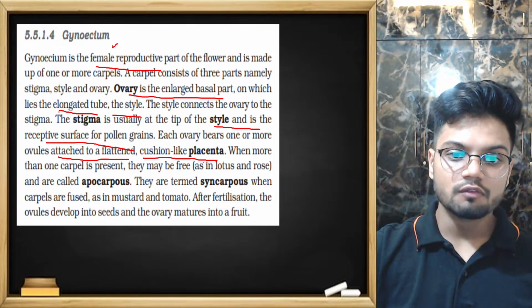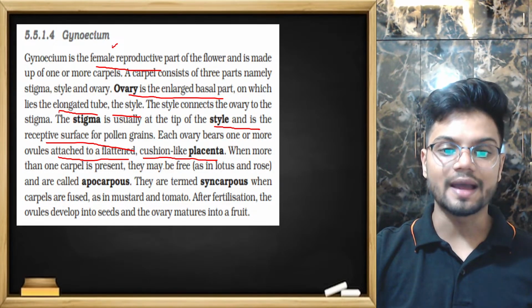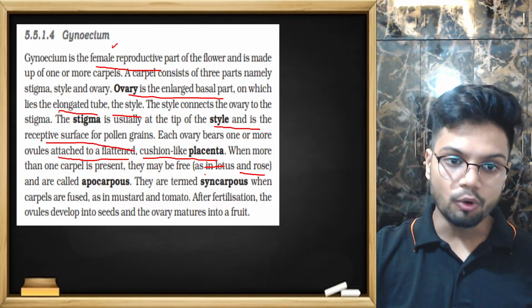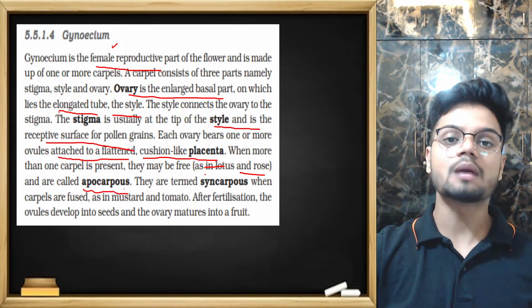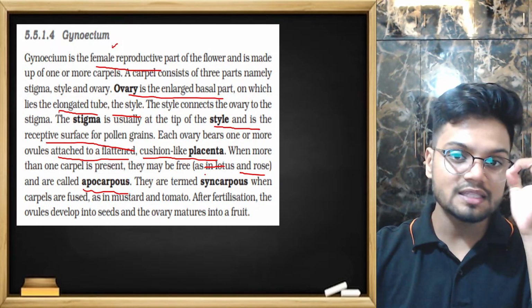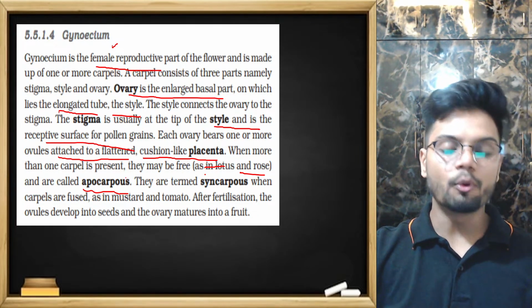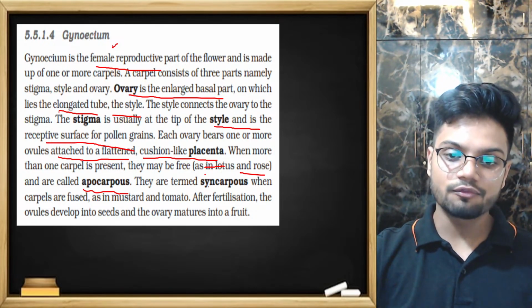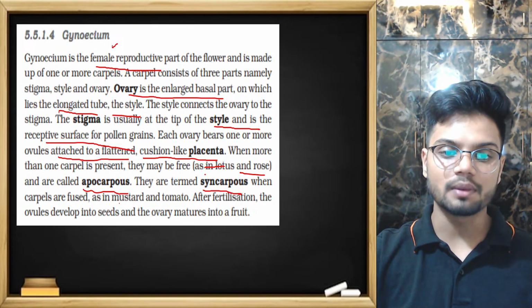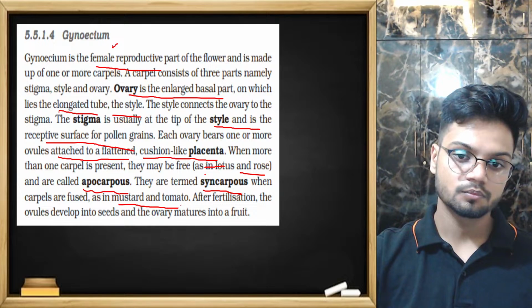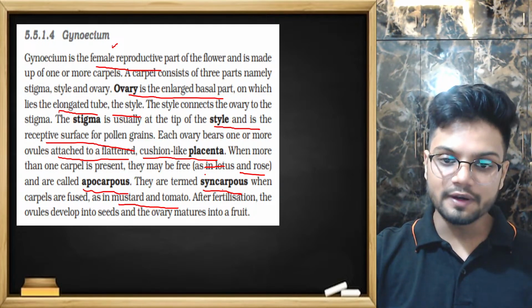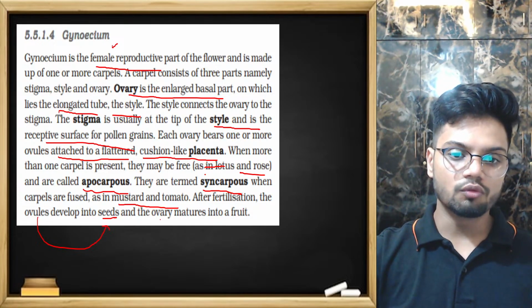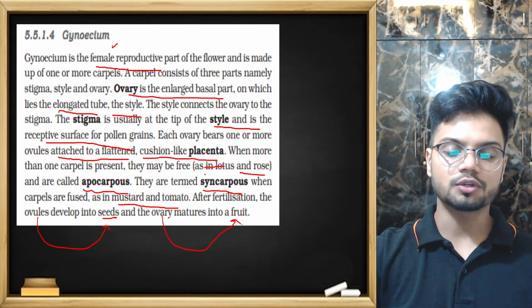Okay. When more than one carpel is present, they may be free, as in the case of lotus and rose. Free, apocarpous. The example is lotus and rose. Please remember these examples. When they are fused together it is called syncarpous. Examples are mustard and tomato. After fertilization, the ovule develops into a seed. All of you know the ovule will become a seed. The ovary will turn into a fruit.